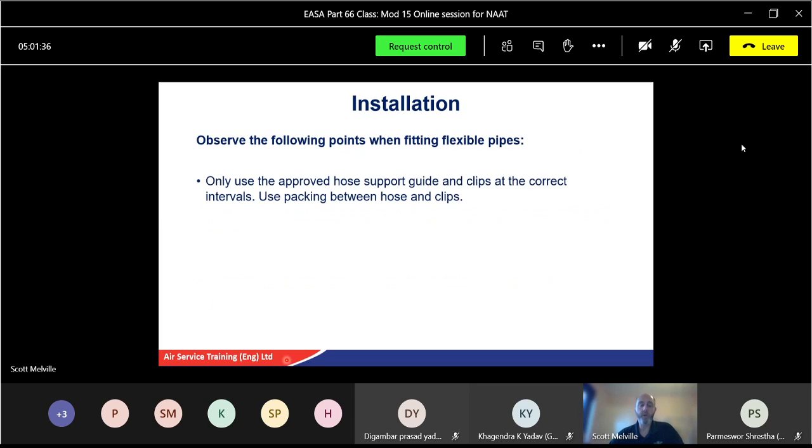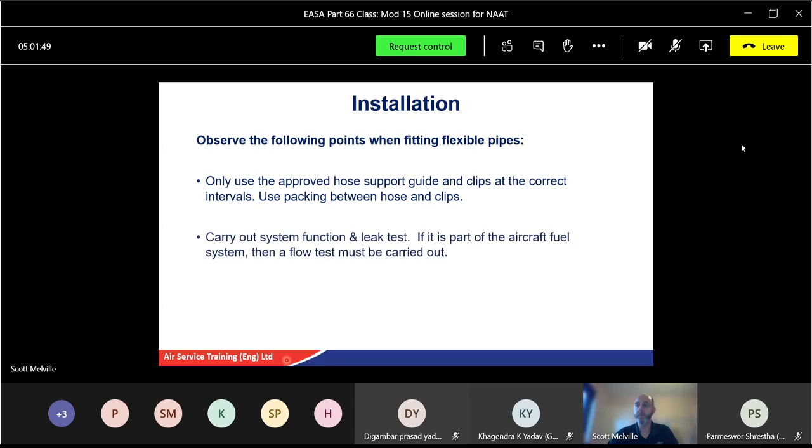Only use the approved hose support guides and clips at the correct intervals. Use packing between the hose and clips. Some clips are pure metal, some clips are metal with rubber inserts in them as well. Again, make sure they are all there.